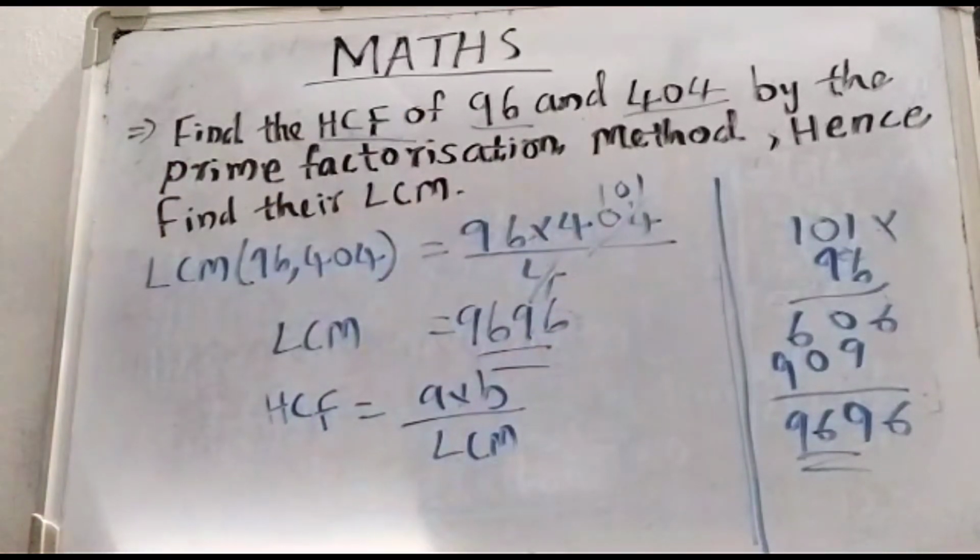Okay, so dear children, today we have discussed one important problem, one important result. Okay, that is LCM into HCF is equal to product of two numbers. Then we have discussed three types of questions. First one, find HCF, LCM by factorization method. Second one, verification type question, and third one, this type of questions.